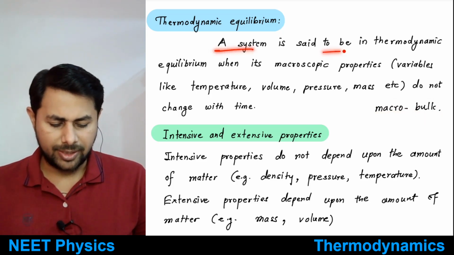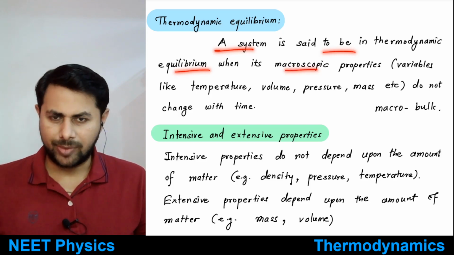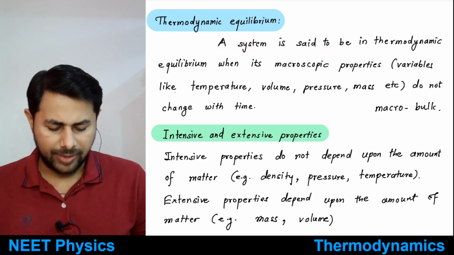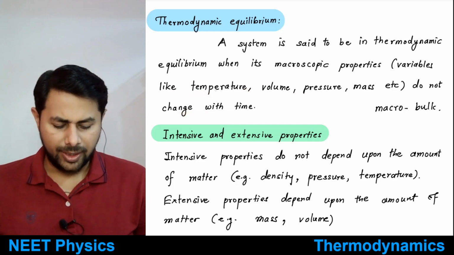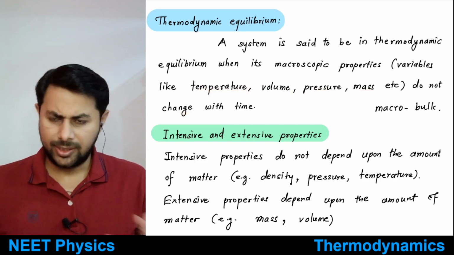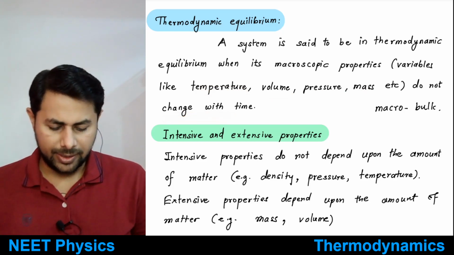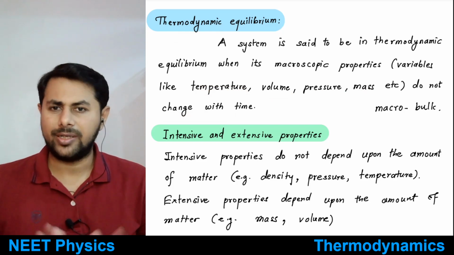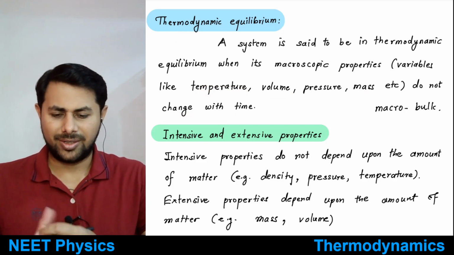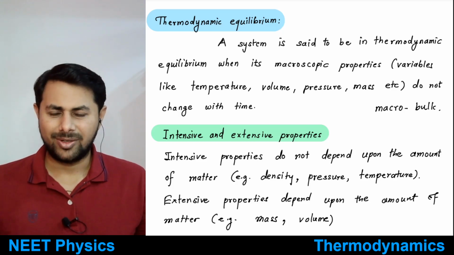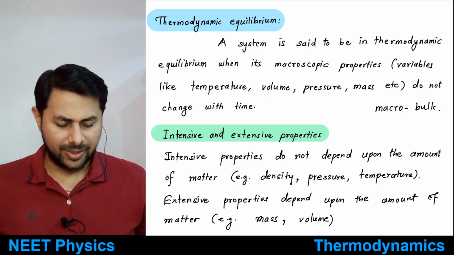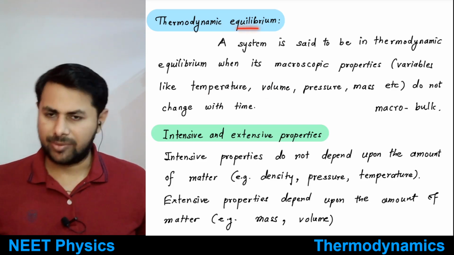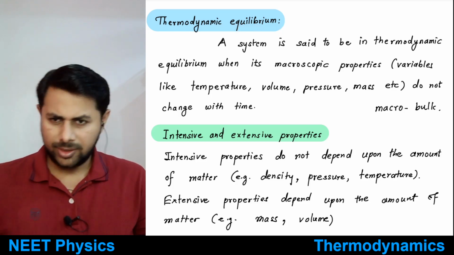Now a system is said to be in thermodynamic equilibrium when its macroscopic properties, meaning variables like the temperature, volume and pressure, etc., do not change with time. If temperature, volume, pressure, mass, etc. do not change with time, then the system is said to be in thermodynamic equilibrium with the surroundings. No mass goes out or comes in, there is no exchange of heat, and the volume doesn't change. Then the system is said to be in thermodynamic equilibrium. So this is thermodynamic equilibrium.